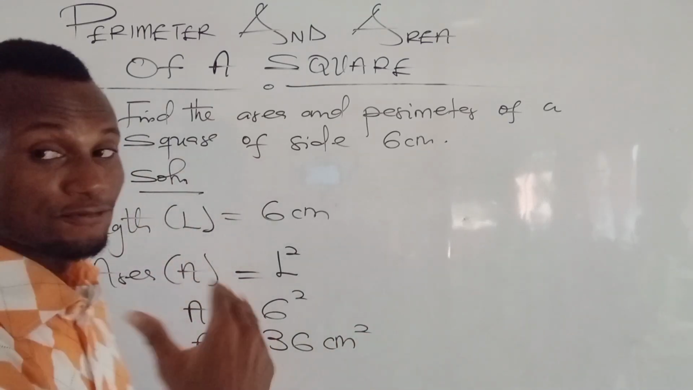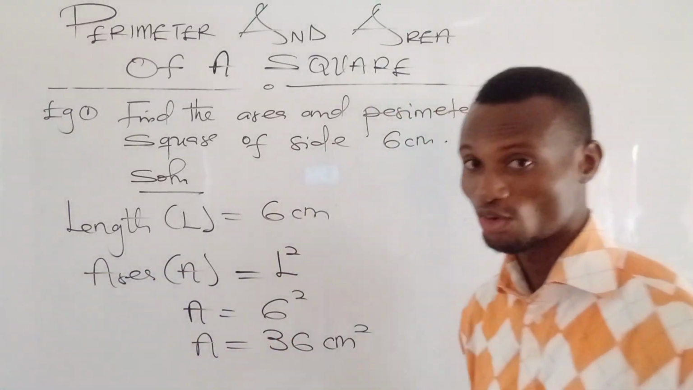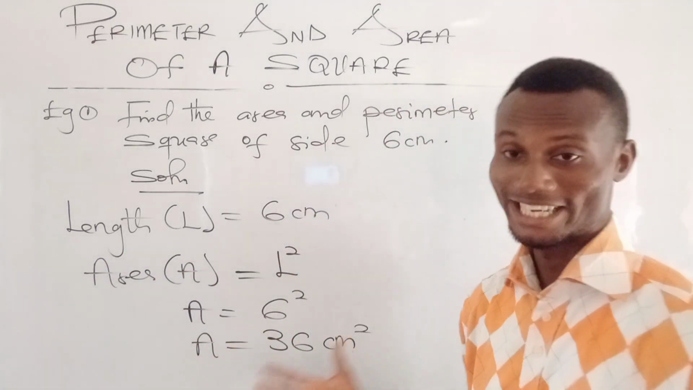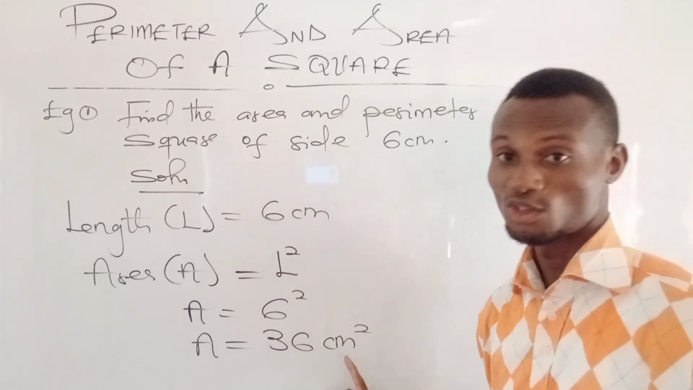I informed you that after solving and you've gotten your final answer, you bring the unit. It is very important. Don't ignore the unit. And area is in square, that's why we have centimeters squared.